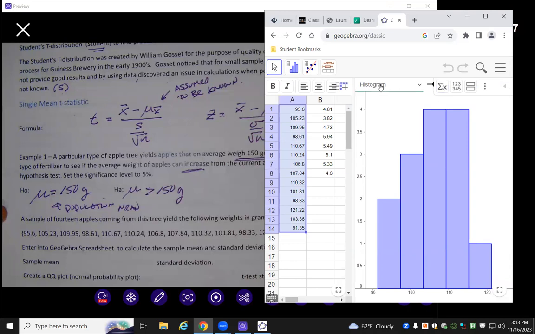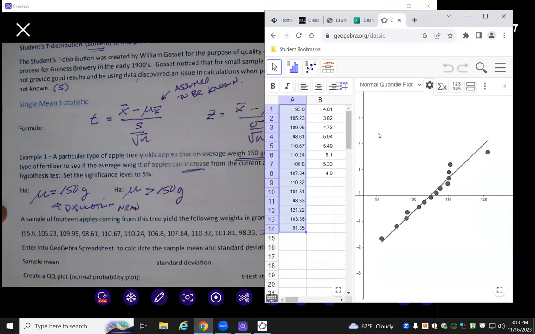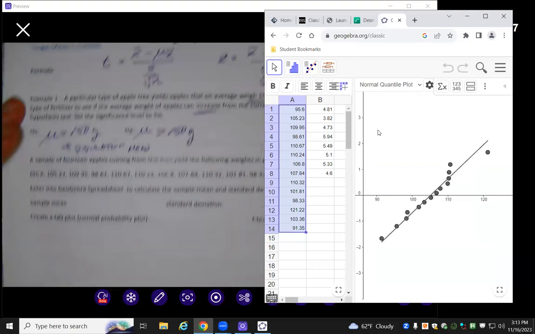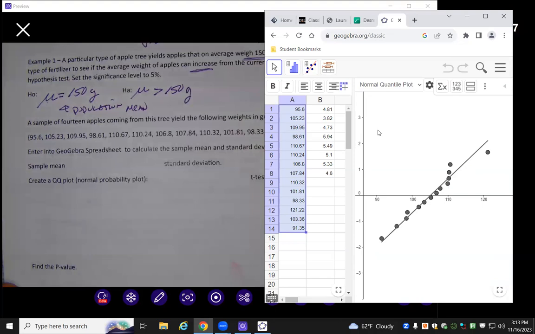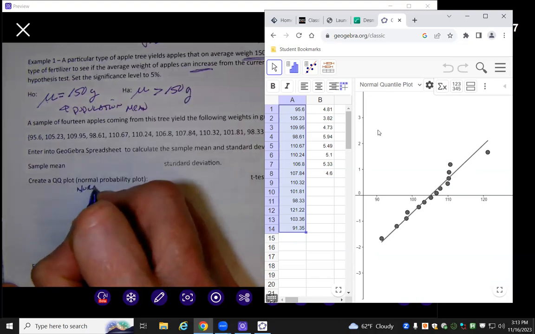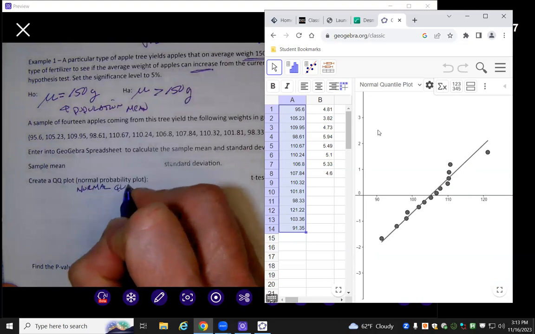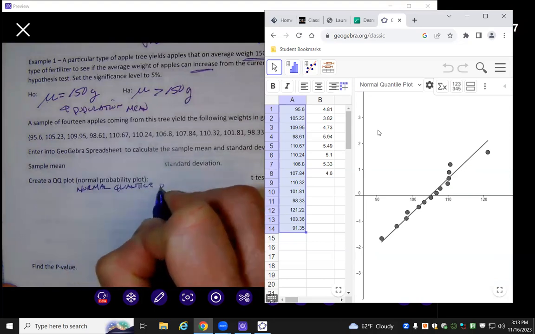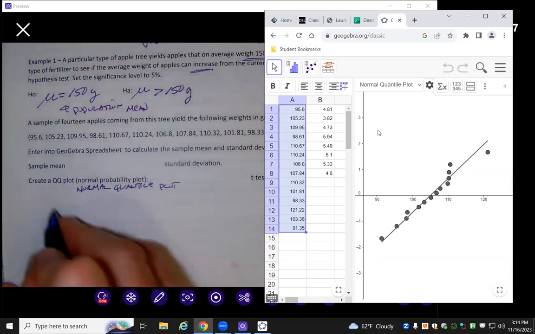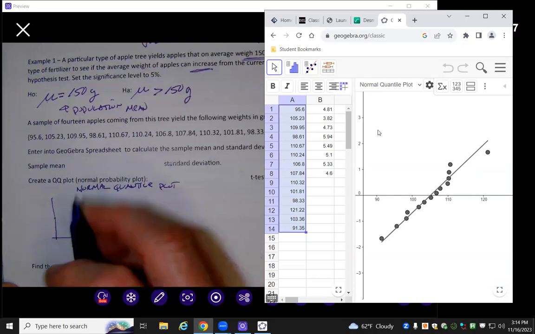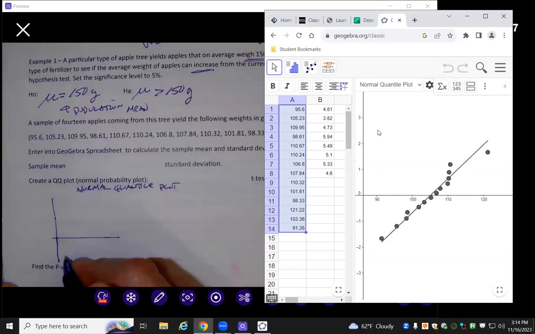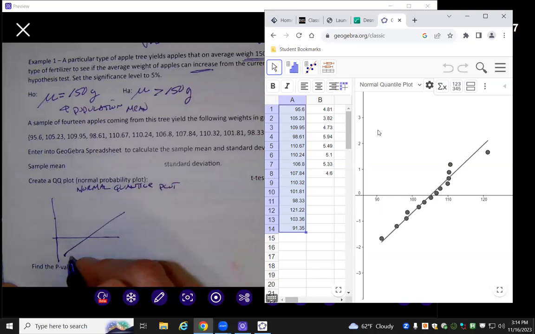So let's come over here before we continue and do a normal quantile plot. And look at that. So I'm going to create a QQ plot or normal probability plot. Again, many names, but on GeoGebra it's called a normal quantile plot. Just draw yourself a little picture of this, just rough, to give me an idea what's happening.